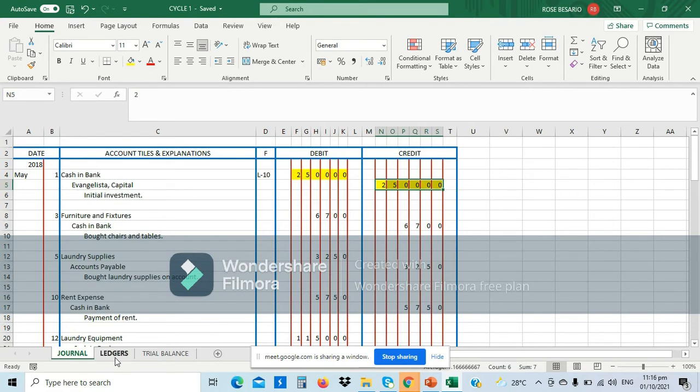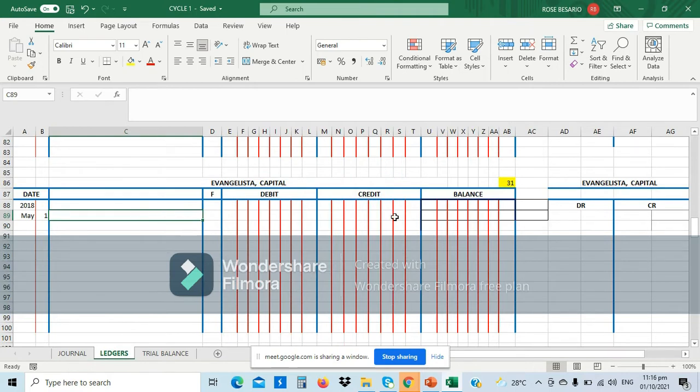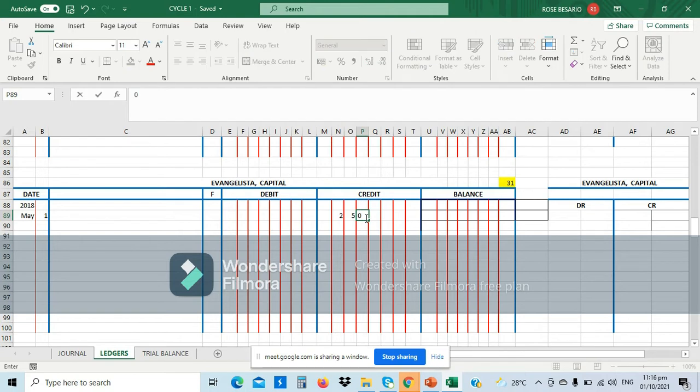In the ledger, you also have to post this on the credit column of the ledger. Okay? So post it here. It's 250. So if it's credit here, credit here, 250. Then extend. So right away, get the balance, 250. Okay? And then I will place here J-1. So meaning this was taken from journal page 1.